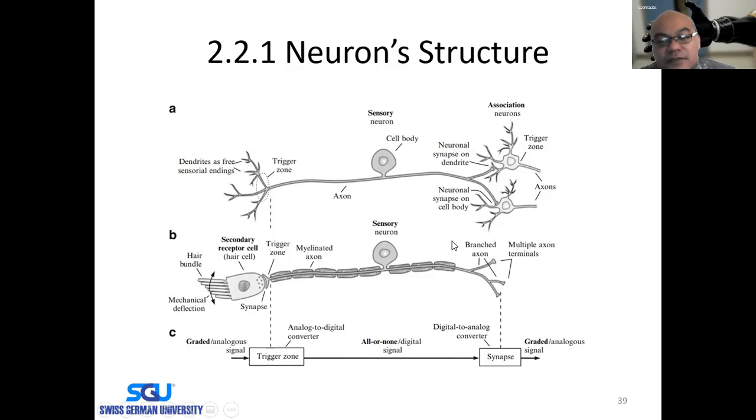propagated through these neurons, and then in the synapse it will be converted to an analog signal again in the form of transmitter release to the surrounding associative neurons.